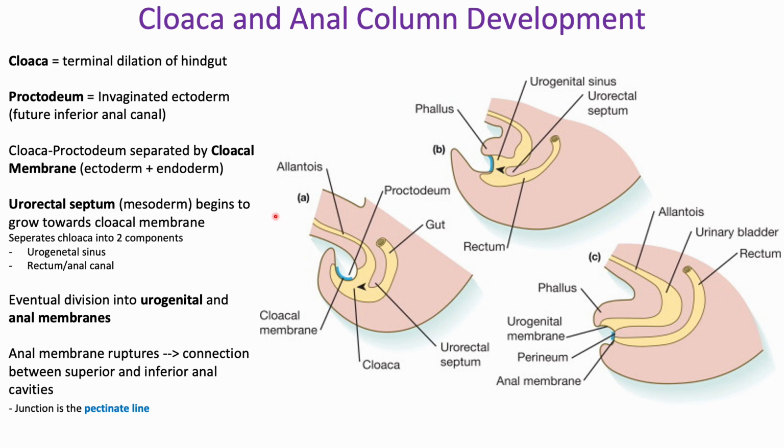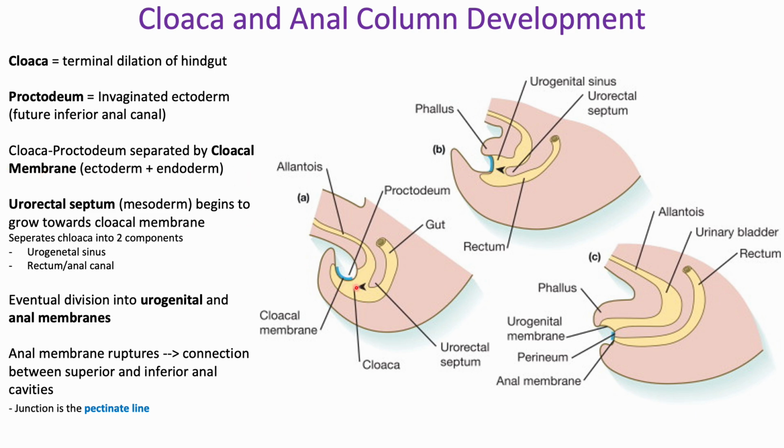But before the ectoderm and the endoderm can actually communicate with each other, there is what we call the cloacal membrane, which is a membrane that separates the two. And this is formed by ectoderm from the proctodeum as well as endoderm from the hindgut. So there's a membrane that's separating the hindgut and the external environment, and that's via the cloacal membrane.